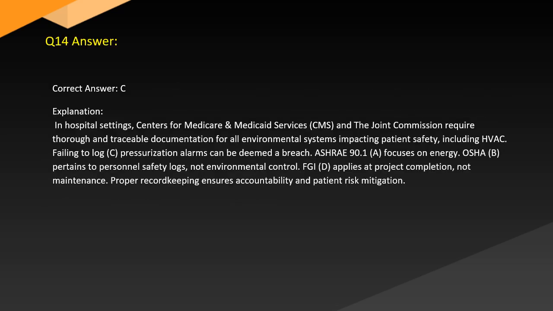Answer. Correct answer: C. Explanation. In hospital settings, Centers for Medicare and Medicaid Services (CMS) and the Joint Commission require thorough and traceable documentation for all environmental systems impacting patient safety, including HVAC. Failing to log OR pressurization alarms (C) can be deemed a breach. ASHRAE 90.1 (A) focuses on energy. OSHA (B) pertains to personnel safety logs, not environmental control. FGI (D) applies at project completion, not maintenance. Proper record keeping ensures accountability and patient risk mitigation.